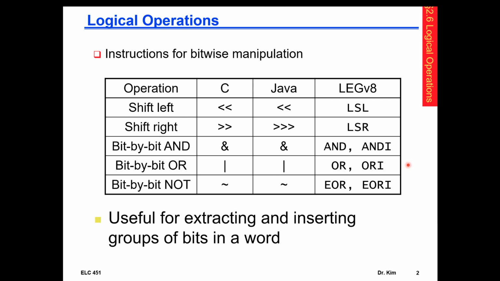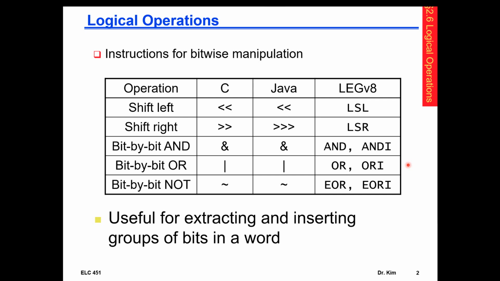instructions. So you already know, for example, the difference between AND and AND immediate. So AND would be operating on two registers and putting the result on another register, but AND immediate would be operating on the contents of a register and an immediate field that is embedded in the instruction itself, and then putting the results in a register.